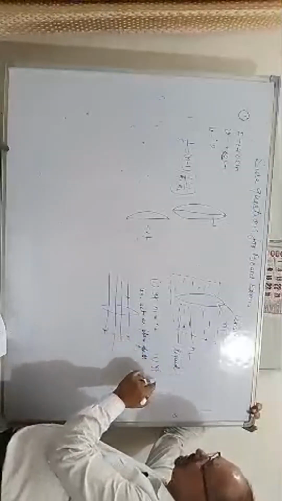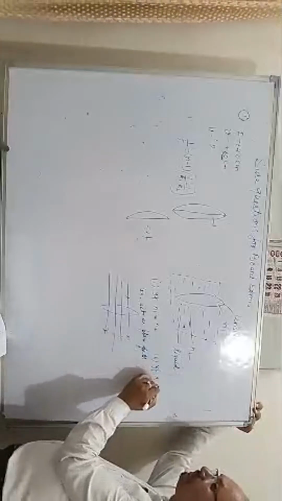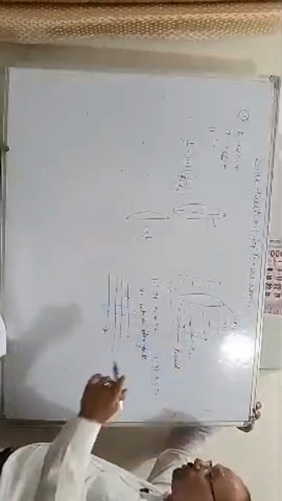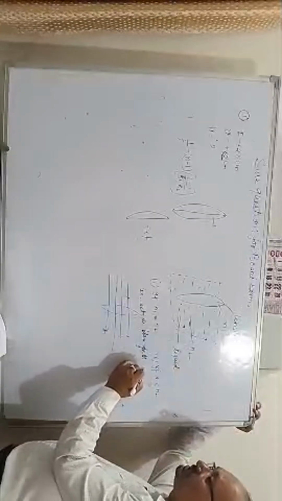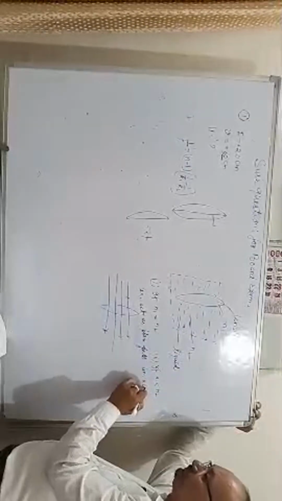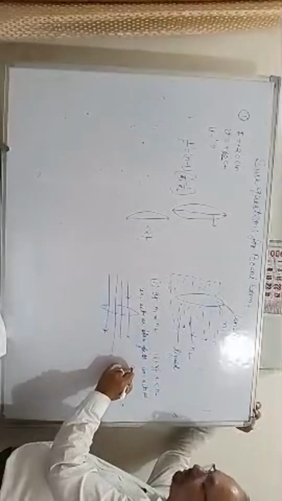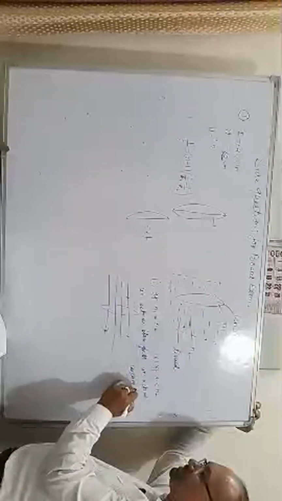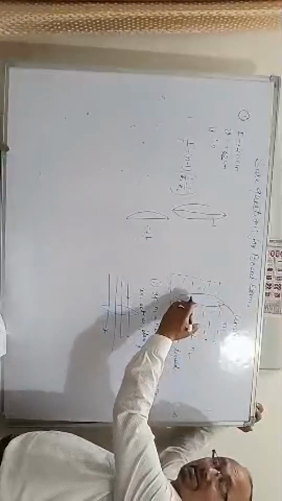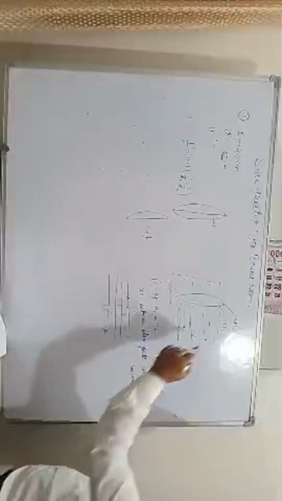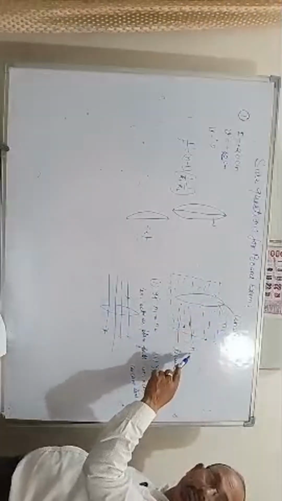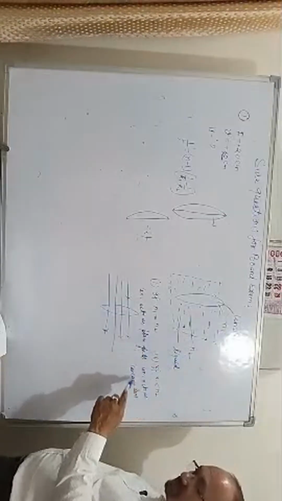If n1 is less than n2, that is, the refracting index of the liquid is more than the glass, then the lens acts as a concave lens. A convex lens acts as a concave lens, and a concave lens acts as a convex lens. Its nature will be changed when the refracting index of the lens is less than that of the liquid, n1 less than n2. So its nature will be changed.